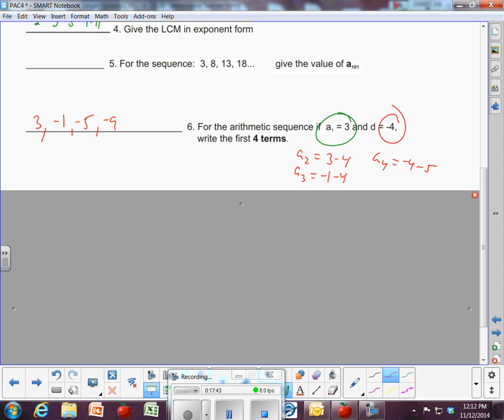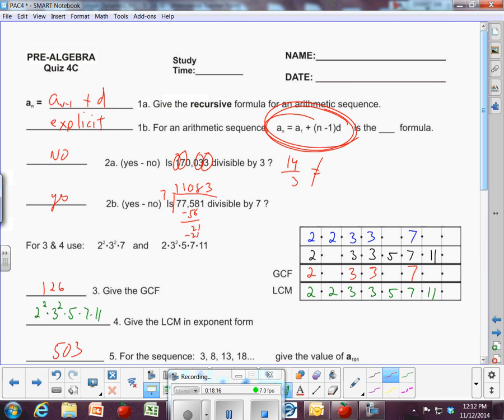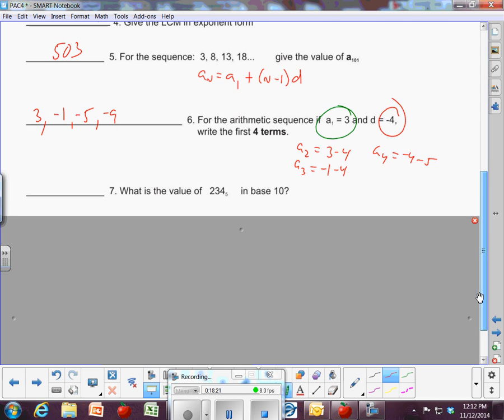503. Anybody else have 503? Good job. Looking at this, it sounds like Alexandra and all the rest of you that got that correct used the explicit formula. Remember, it is the explicit formula that allows you to find the value of any term. You had the explicit formula right up there. I gave it to you, so it was there to be used. Now we just have to put in the values.